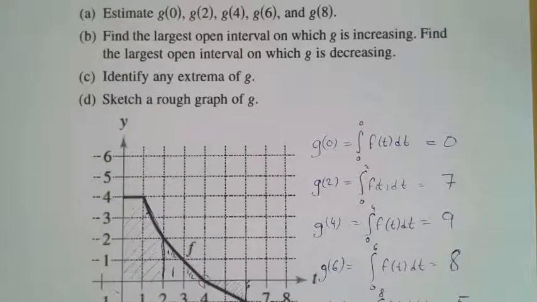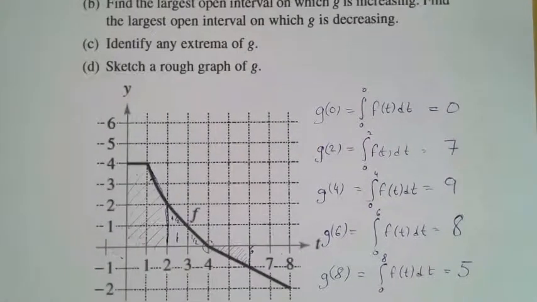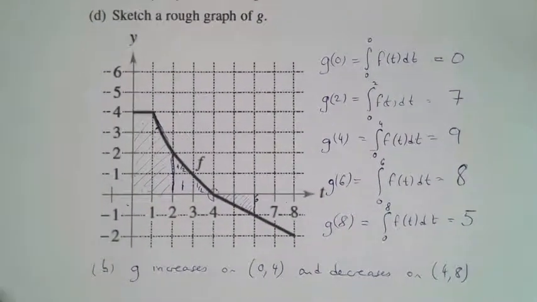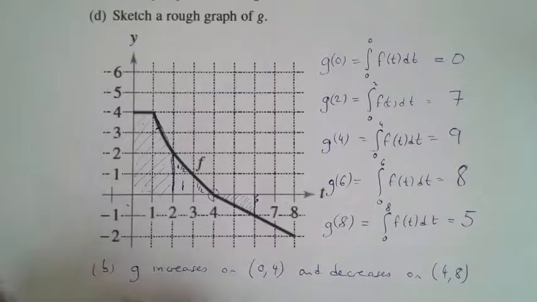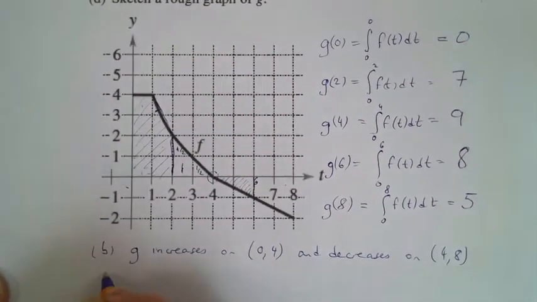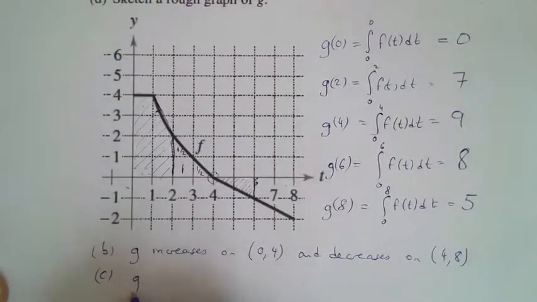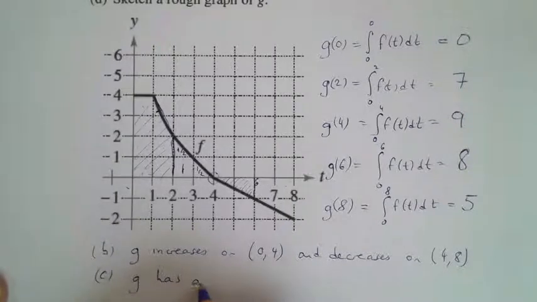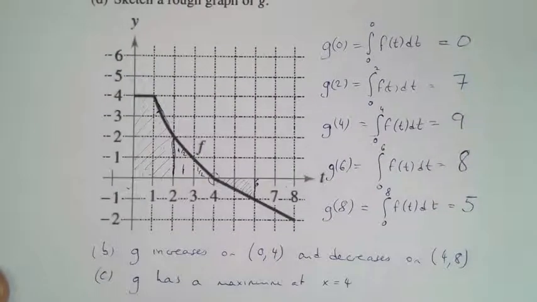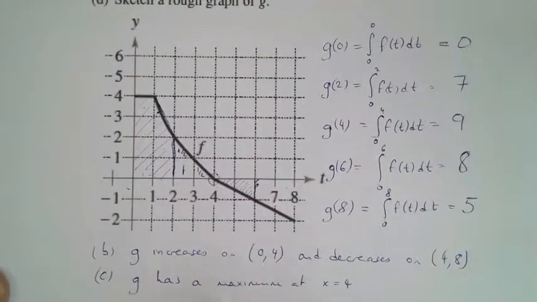Question C, identify any extrema of g. We've also kind of answered this question already. If g is increasing from 0 to 4 and then it's decreasing, then there's a maximum at x equals 4. So C, g has a maximum at x equals 4. And what is this extreme value?